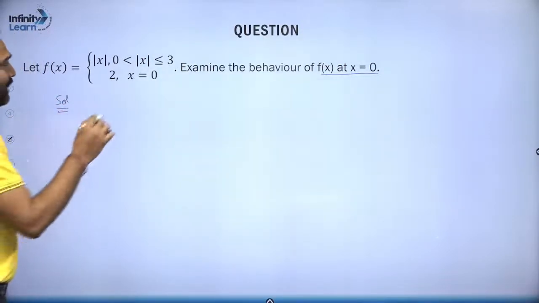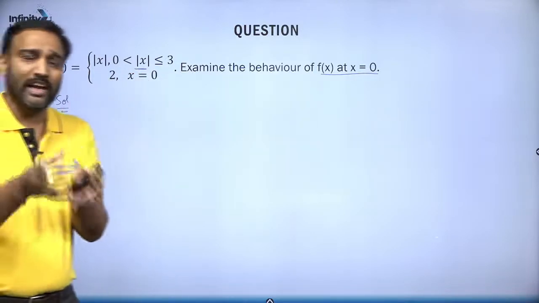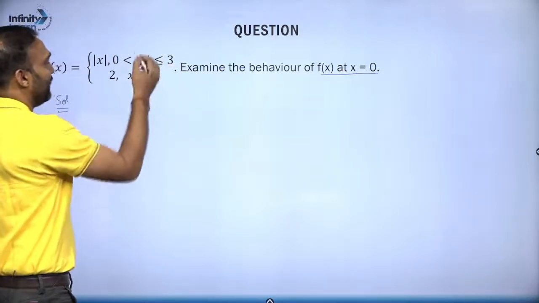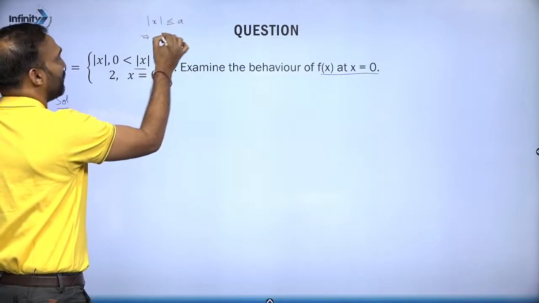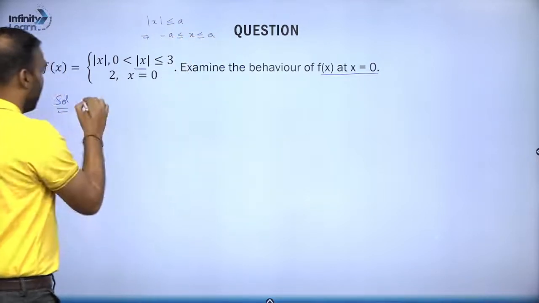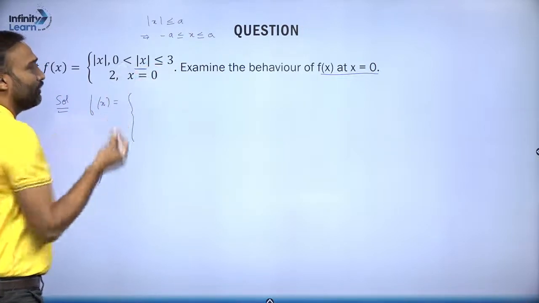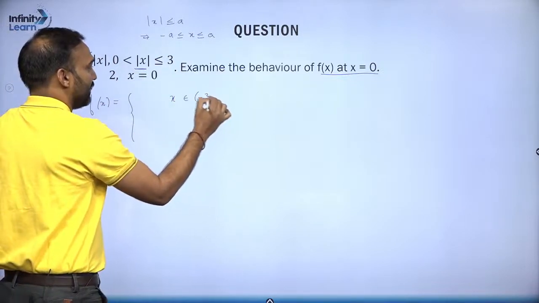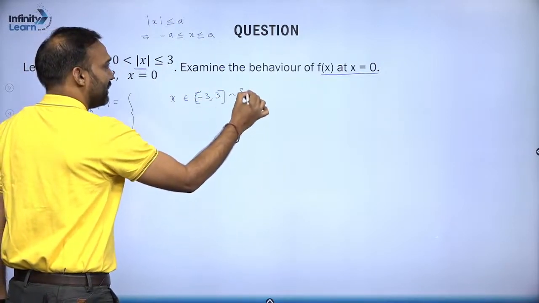Now, first of all, I know there is a modulus sign over here. I should get rid of it because unless and until I have a domain defined for x, I will not be able to proceed with the solution. Now, mod x is from 0 to 3. We have studied that if mod x is less than or equal to a, then x belongs to minus a to a. So, now I can rewrite this function f(x) as, mod x goes from 0 to 3, so x will range from minus 3 with a close bracket to 3 except 0 because 0 is not included.